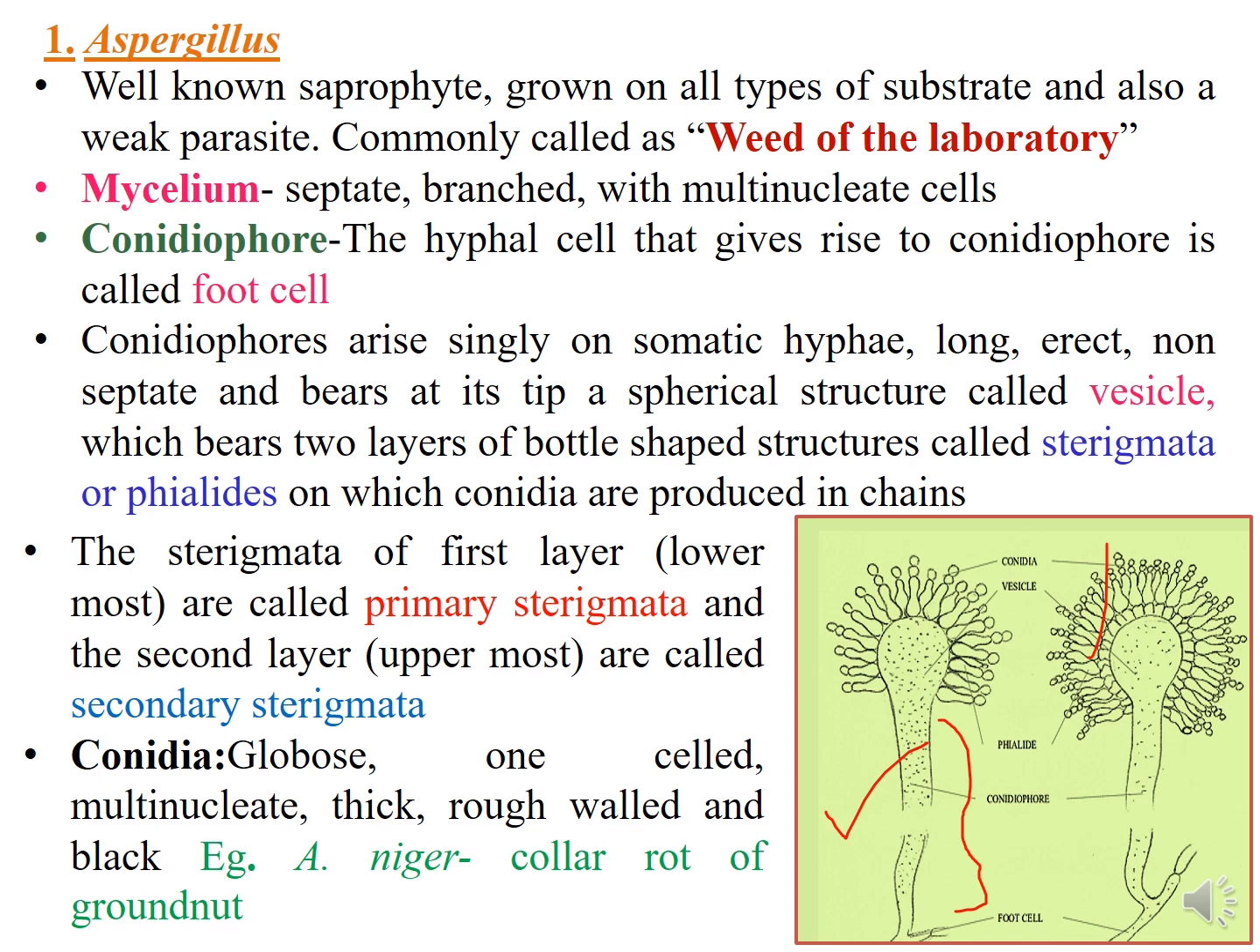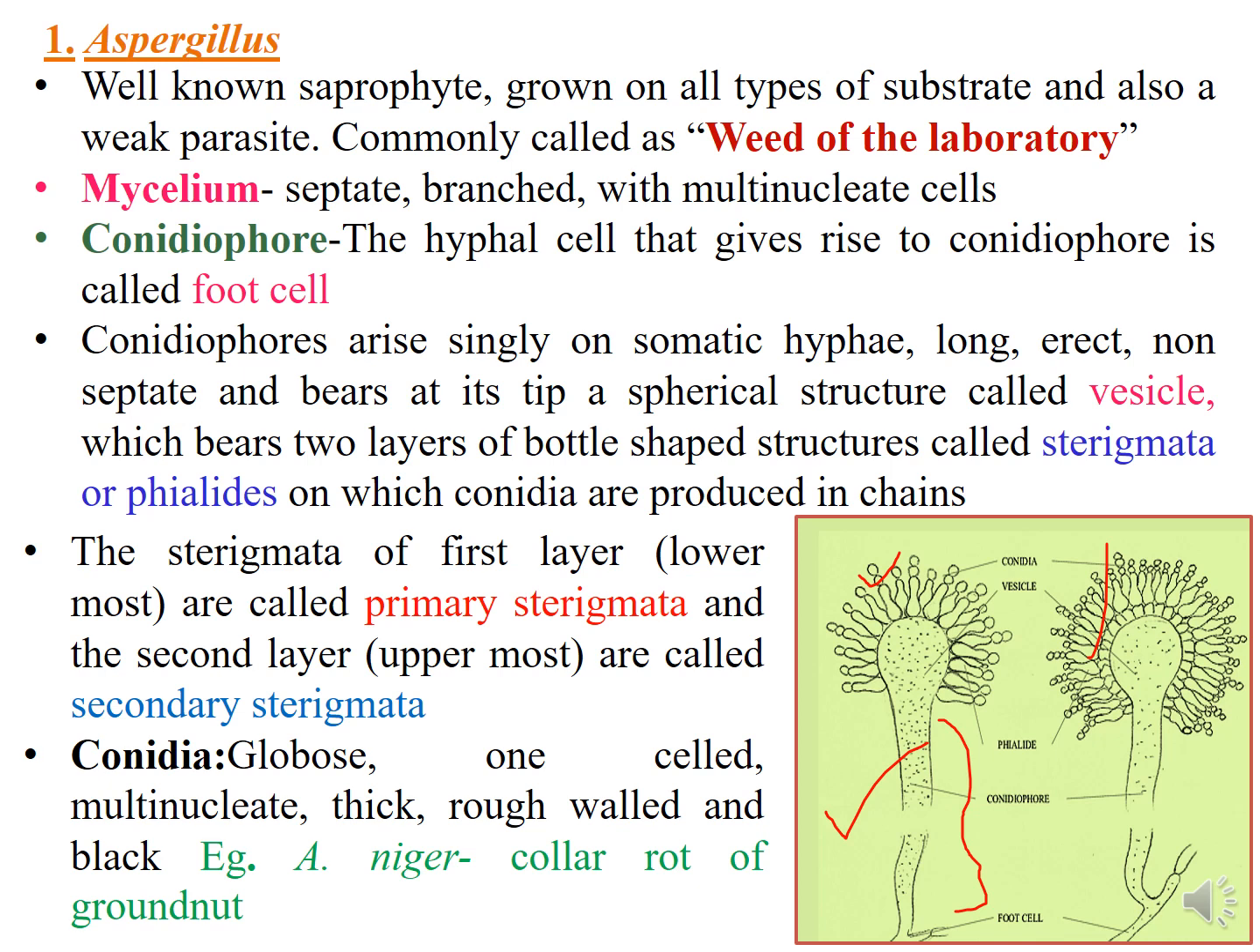Coming to the conidia, how do the conidia look in Aspergillus? Conidia are globose, that is round in shape, and one-celled. Here you can see small conidia, multinucleate, thick, rough walled, and black in color. An example of Aspergillus species is Aspergillus niger, which causes collar rot disease in groundnut.